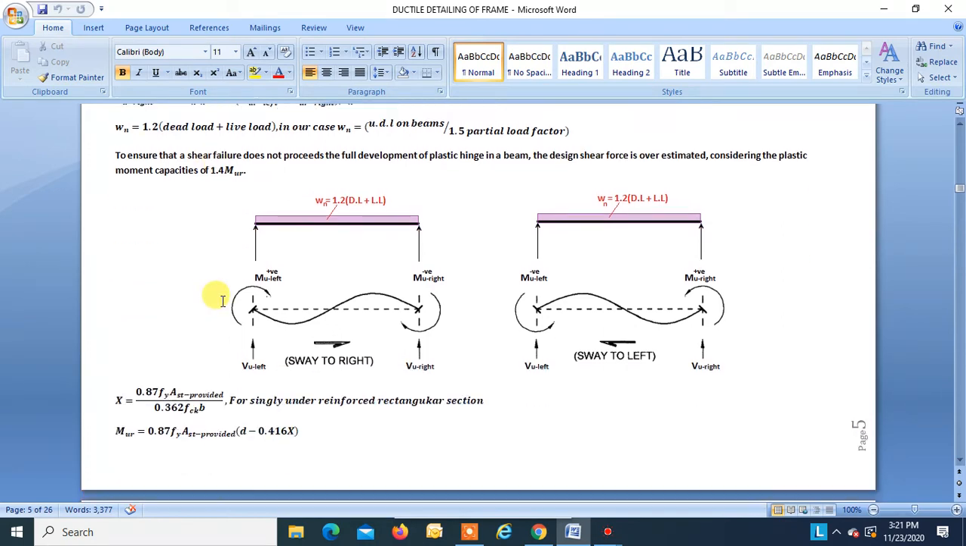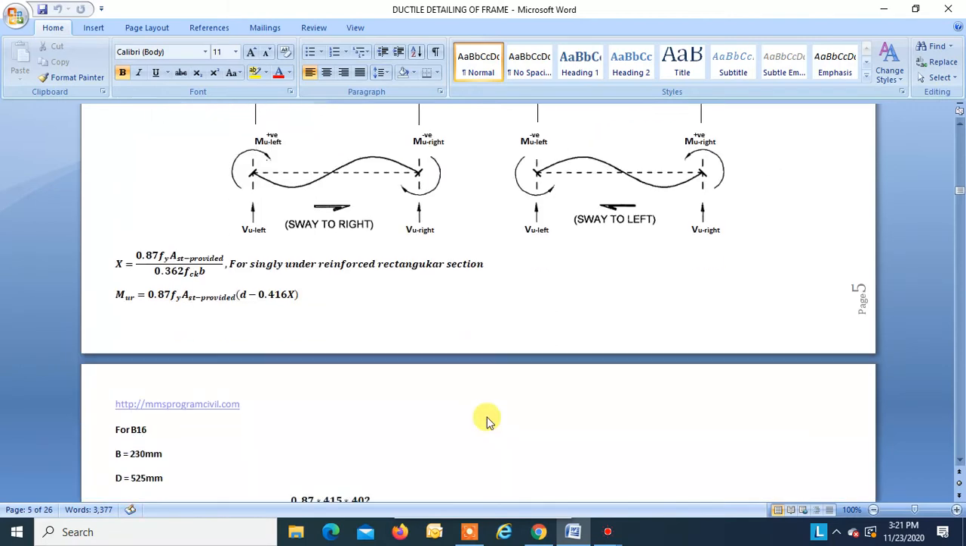So how to find x? Our section is a singly reinforced rectangular section. x is the depth of the neutral axis. Simple, equating C equal to T, we get x, the depth of the neutral axis. Once you know x, you can find Mur, that is T into lever arm. This is T and this is lever arm.